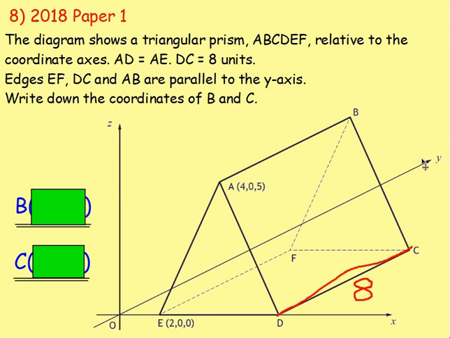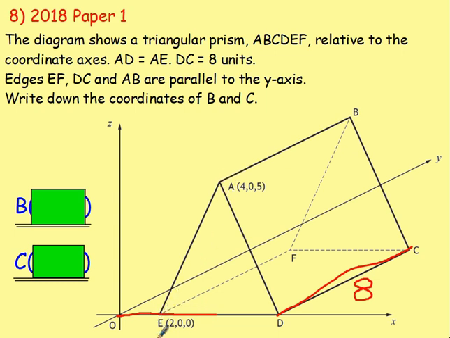Write down the coordinates of B and C. So, it's 3D coordinates. We want to find this point B. So we're thinking, how far along do you go in the x-axis? How far back do you go in the y-axis? And then how far up in the z-axis? How do you do it? Well, use what you know to begin with.